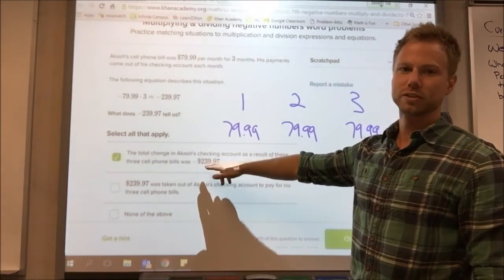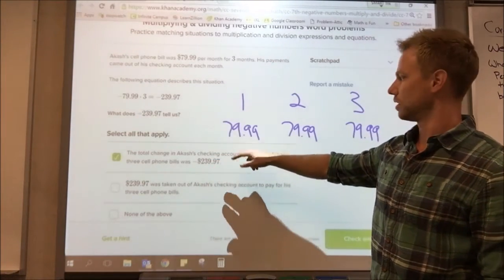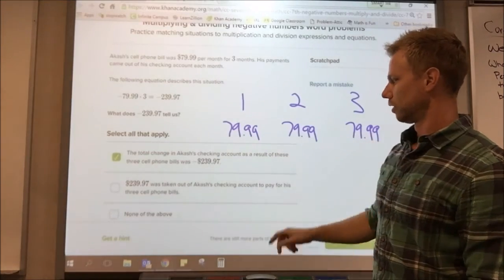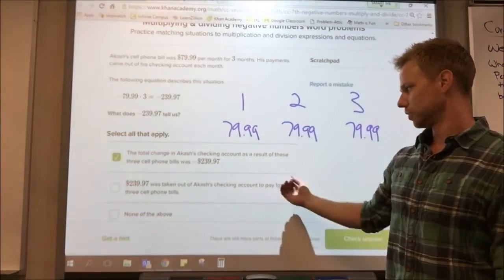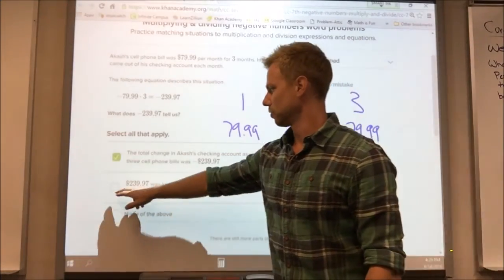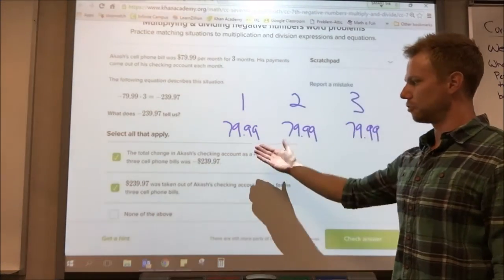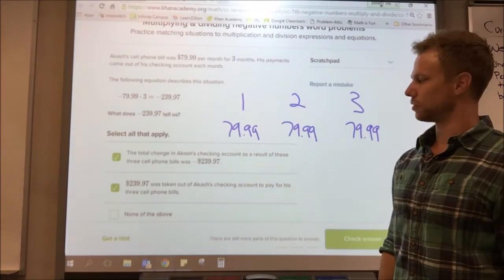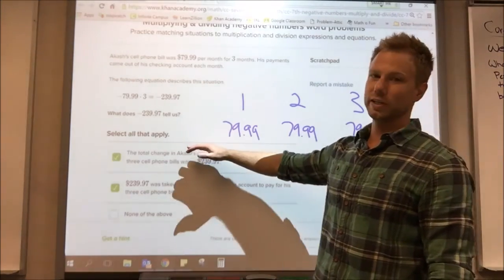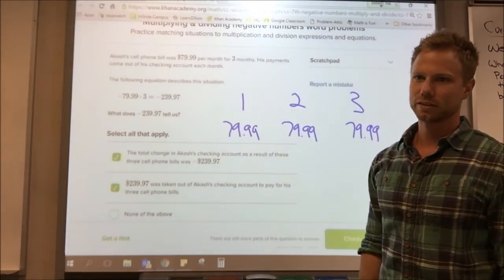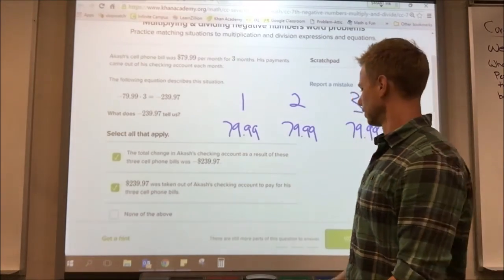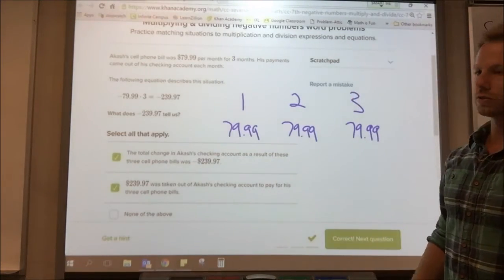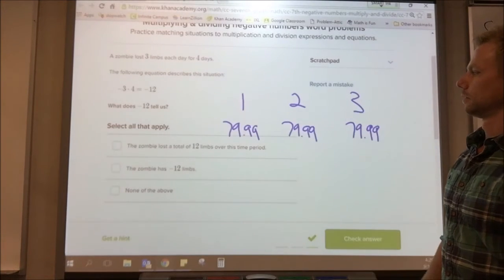There's a negative $239.97 because he paid all 3 of those. And $239.97 was taken out. So, it depends how you write it. You can represent numbers in different ways. We have to read them carefully to understand what the sentence is meaning and what the context is. So both of those would apply.